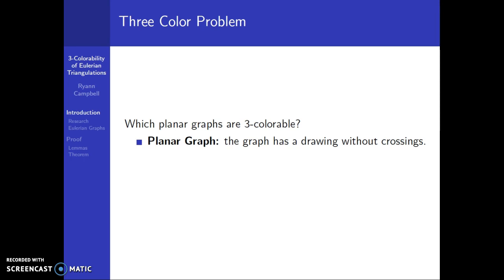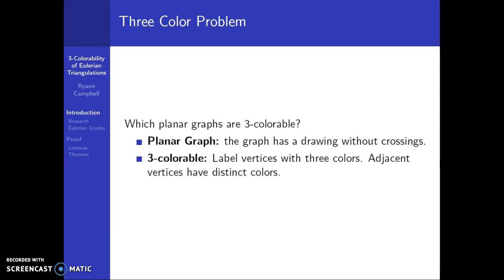Planar graphs have embeddings where edges do not cross one another. Three-colorable graphs can be separated into three independent sets of vertices. Each set is given a color, and since the vertices are from independent sets, no two adjacent vertices share a color.